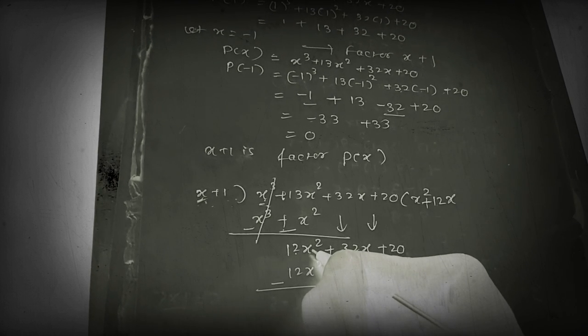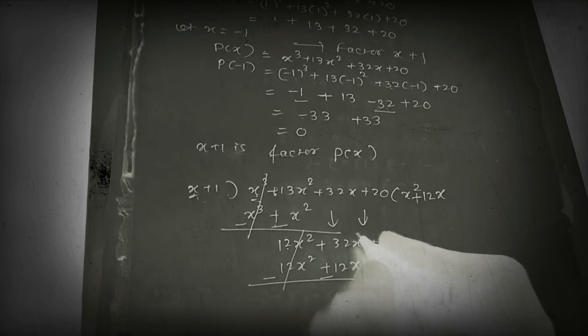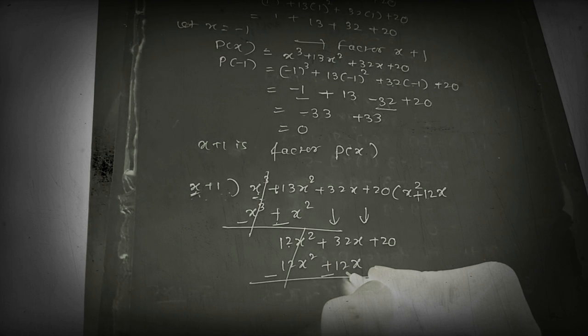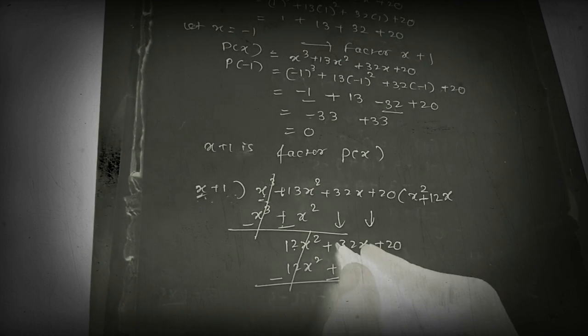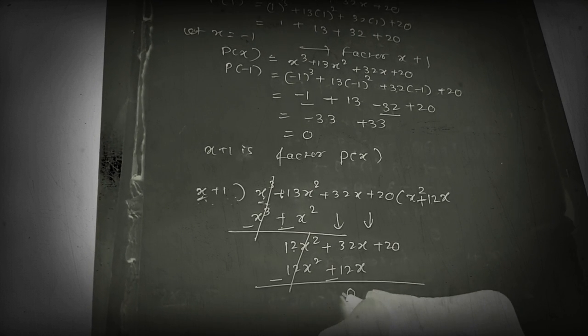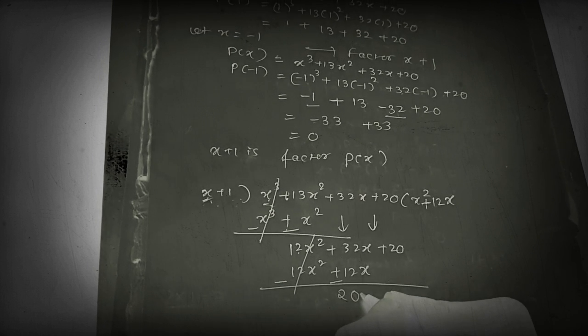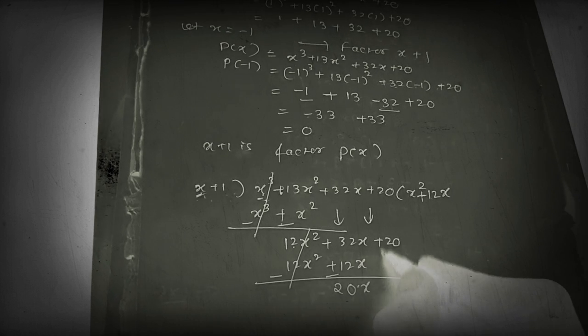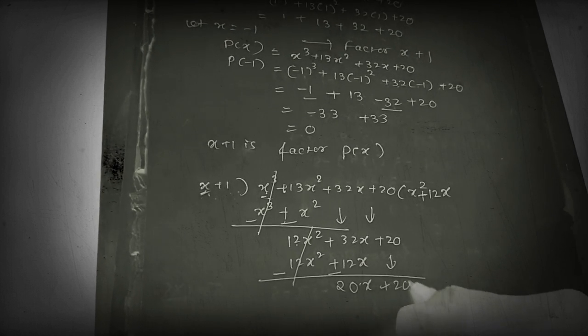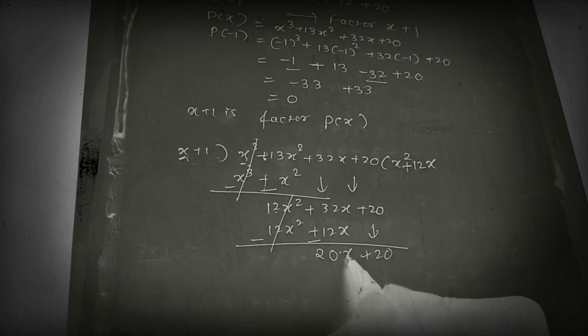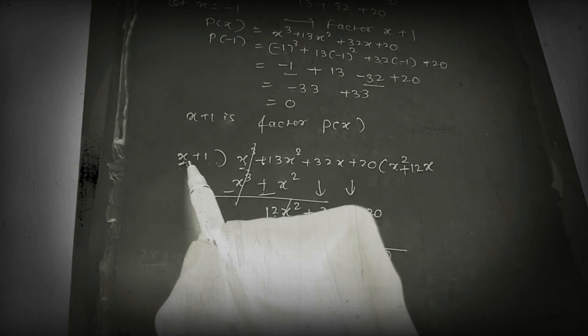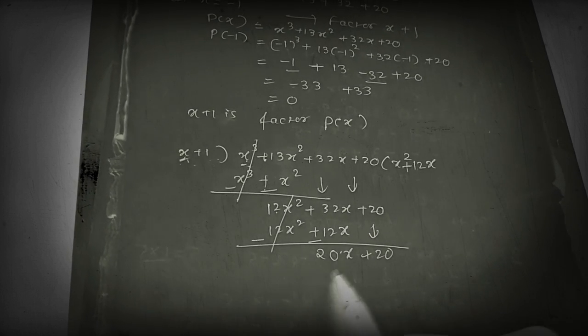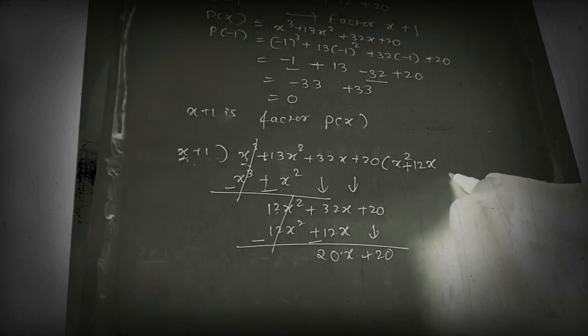So plus 12x square minus x square will get cancelled. 32x minus 12x will be 20x, because 3 minus 1 is 2, and the sign of the bigger digit is plus. Next, take this 20 as it is. Next, you have to eliminate this 20x. We already have x here, we just have to multiply this with 20.